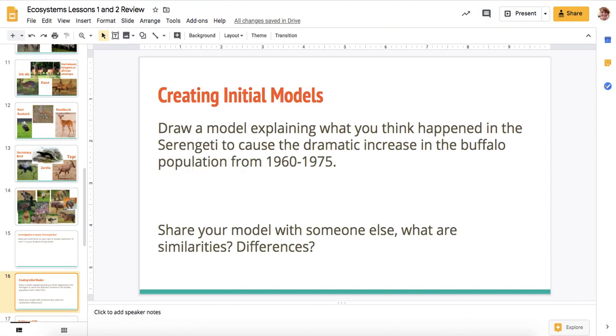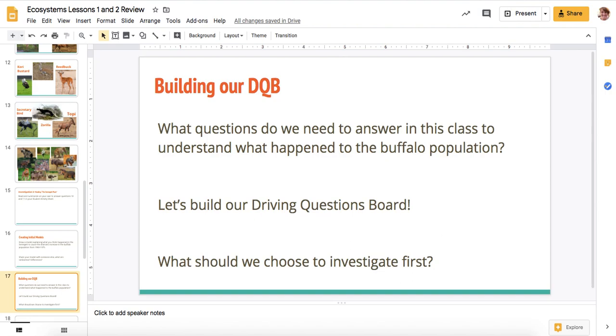At that point, we decided to create initial models to get our ideas on paper for what we thought was happening, and why we thought the buffalo population changed so much in such a short period of time. We used our questions from drawing those initial models to build our driving questions board. We decided to start with what do buffalo eat as our first investigation, because we thought that maybe there was more food available to them. If they had more food, then that could have caused the population to increase. But we didn't really even know what they ate.